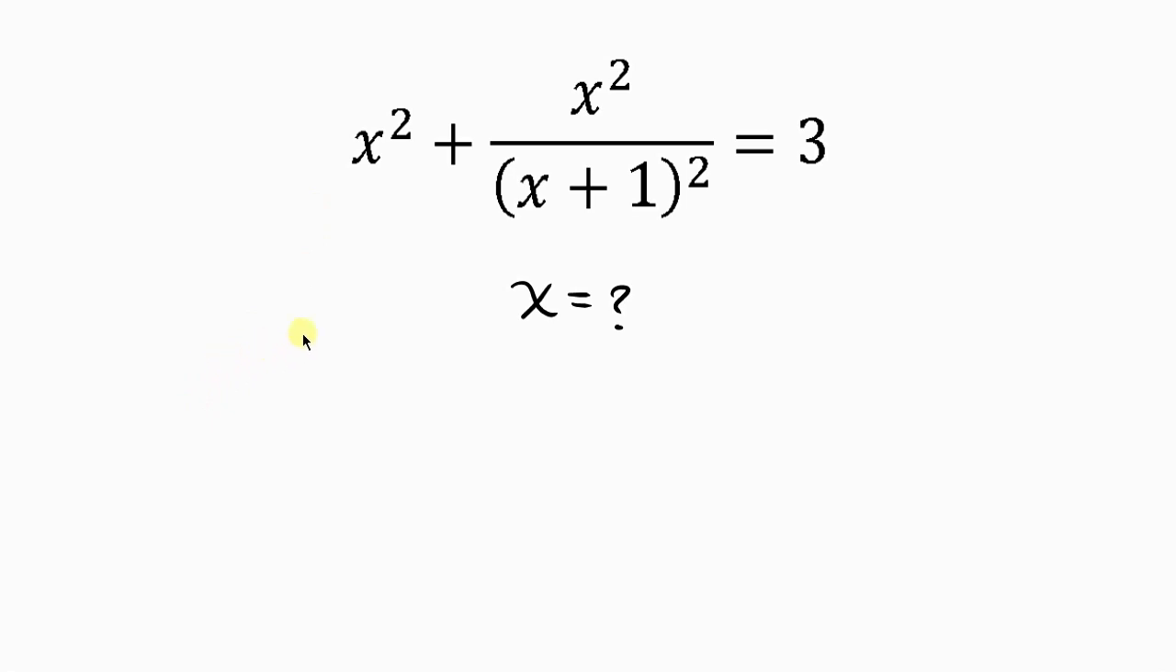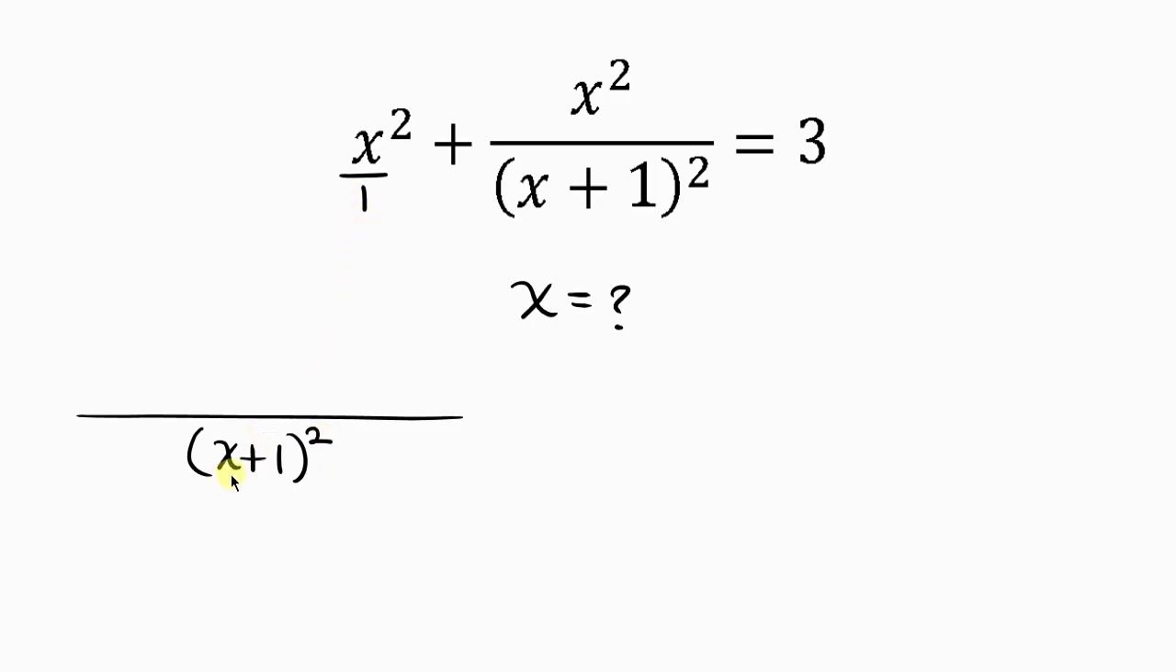Now, to combine the fraction, I'll take the LCM. So the LCM is x plus 1 all squared. So I'll take this LCM, which is x plus 1 all squared. Then to make this a fraction, I can just put all over 1 here. So let's go. x plus 1 all squared divided by 1.